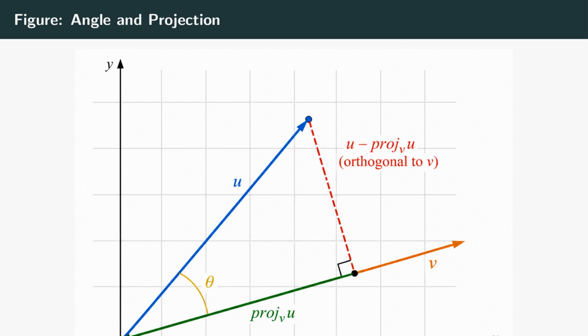The bold green segment lying along V from the origin to the foot of that dashed line is the projection of U onto V, the shadow U casts along V. And the red dash drop itself is the leftover, U minus its projection, which is perpendicular to V by construction. So this one picture splits U into two clean pieces, a part running along V, the green projection, and a part at right angles to V, the dashed remainder. That decomposition, parallel part plus perpendicular part, is one of the most useful moves in all of linear algebra, and it's nothing but the dot product at work.